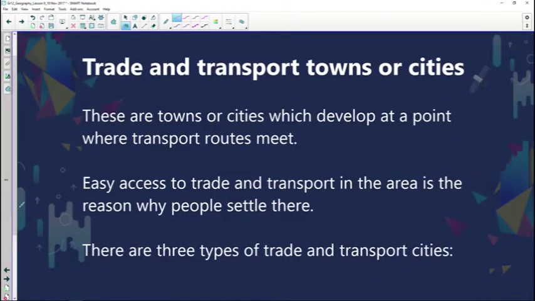Now, trade and transport towns or cities develop because what they do is they take the product. Keep in mind, we're still busy with urban settlements. This is where secondary and tertiary activities take place. Trade and transport towns make the processing of the finished product easier to transport to the next point. Very importantly, settlements exist where there's easy access to transport routes, because it makes it easier to take the finished product and transport it to the next area. Very importantly, we've got 3 different types of trade and transport cities. After the break, I will discuss it with you.